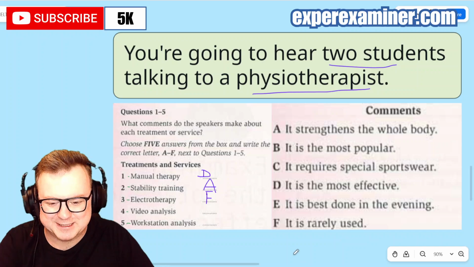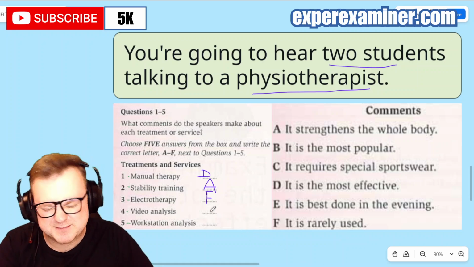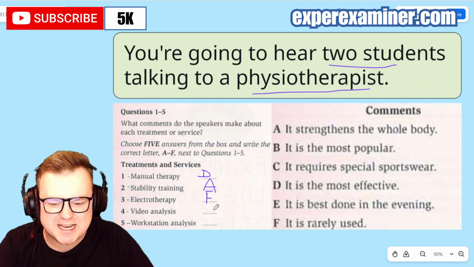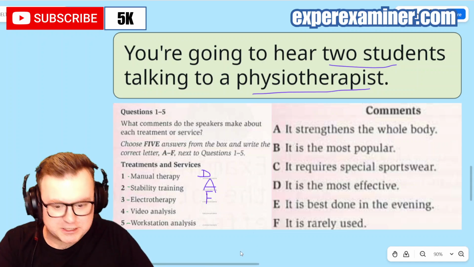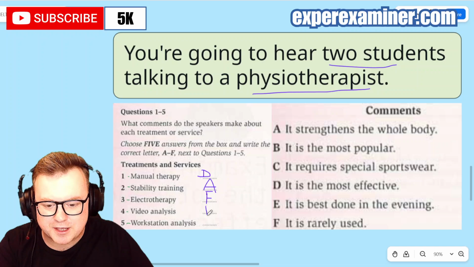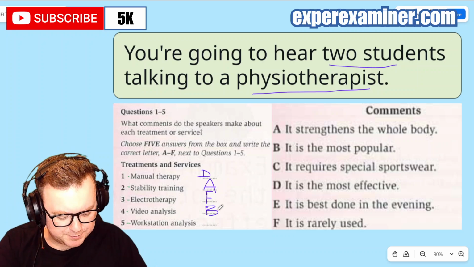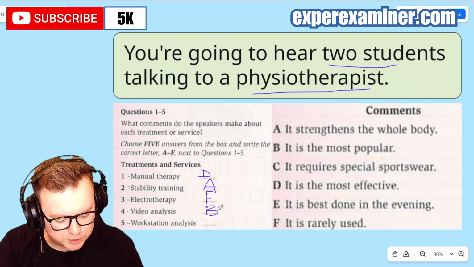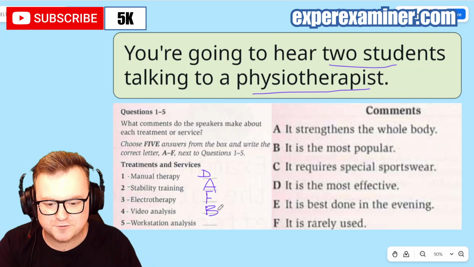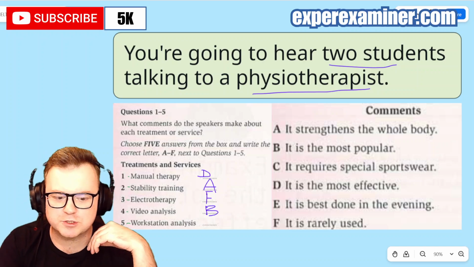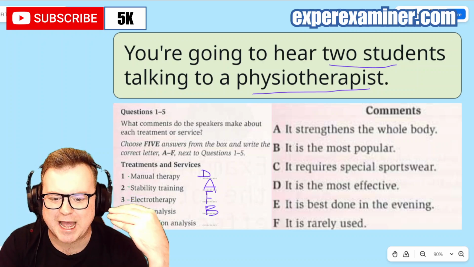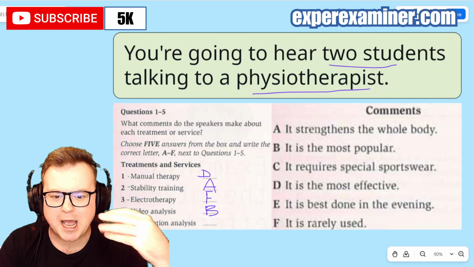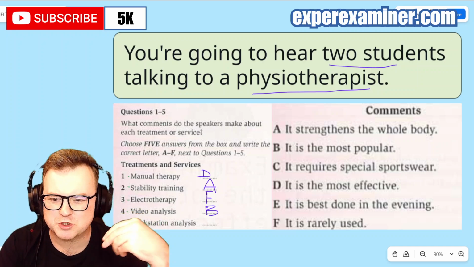Functional little modal there. Semi-modal, tend to avoid it. Number 4, video analysis. The correct answer there was B. It's the most popular. Two bits of language helped me to get that one. The first one was "it's what everyone asks for." And they also used this nice word, outstrips. It outstrips all the other treatments or services.